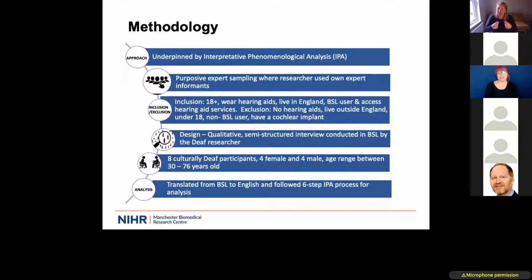So the design of the study is a qualitative, semi-structured interview conducted in British Sign Language by a deaf researcher. Overall, there were 8 participants recruited, culturally deaf participants, 4 men and 4 females from the ages of 30 to 76. And the interviews were translated from sign language into English, and then I followed the 6-step IPA process for analysis.